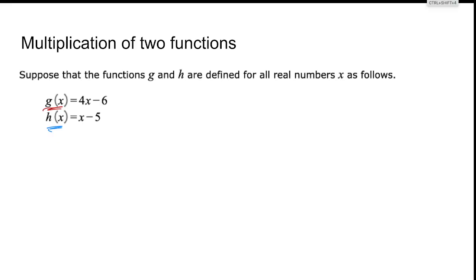We're going to multiply them, so we get 4x minus 6 times x minus 5. Since in this case we have two binomials, what we're going to want to do is multiply these two binomials, again, using FOIL: first, outer, inner, last. Or you could do it with a vertical. Let me show you that one.